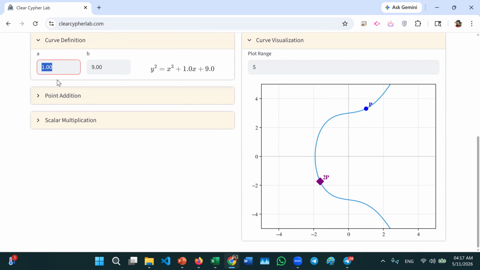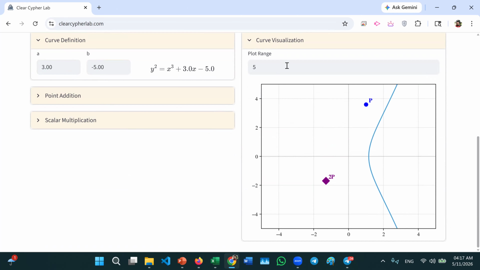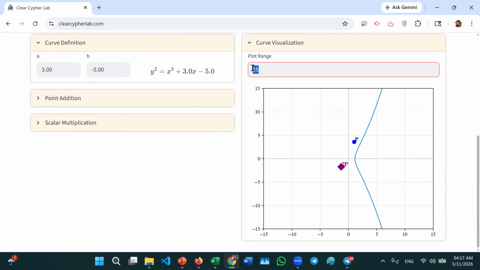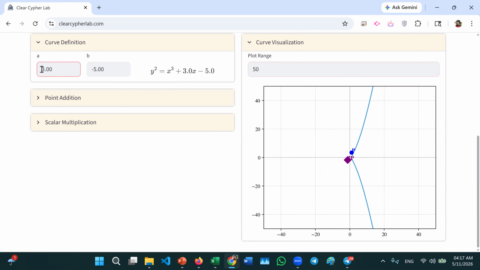So we can change the value of A to 3, and then the value of B to -4. And so this is the curve here. You can also change the range to see the figure in a bigger range, right? So maybe 50, and then maybe you want to change the values again, and you see another form of the curve here.